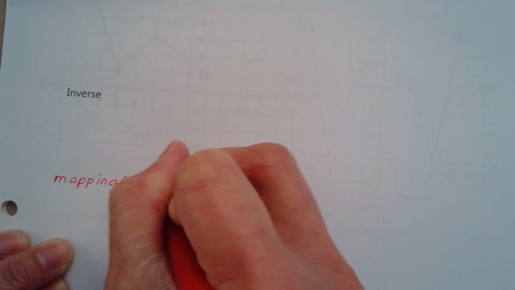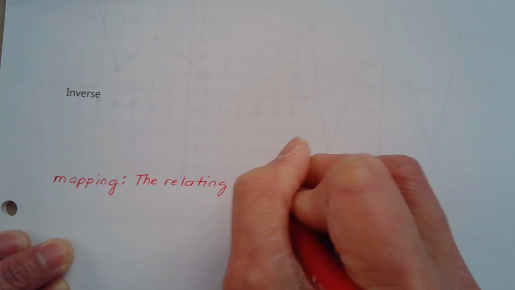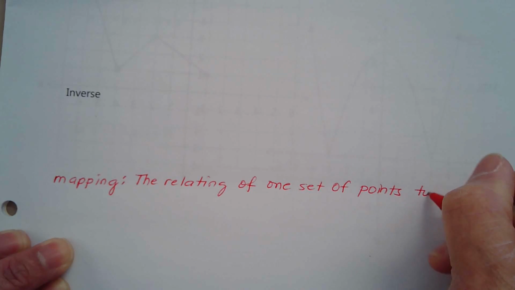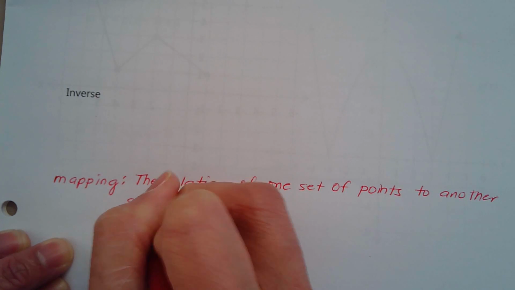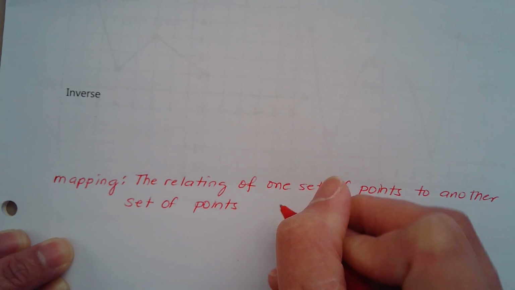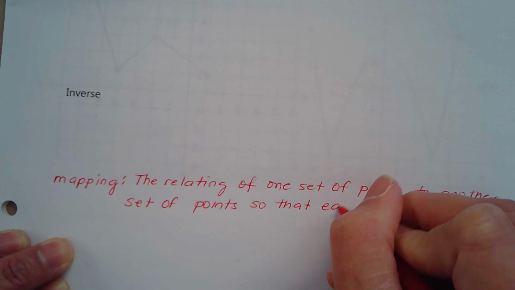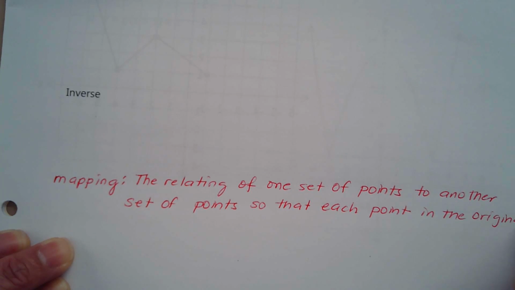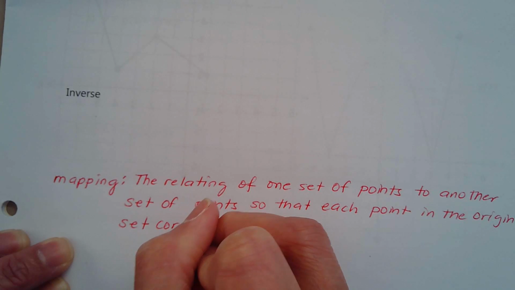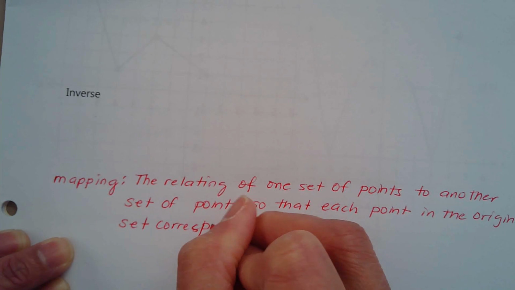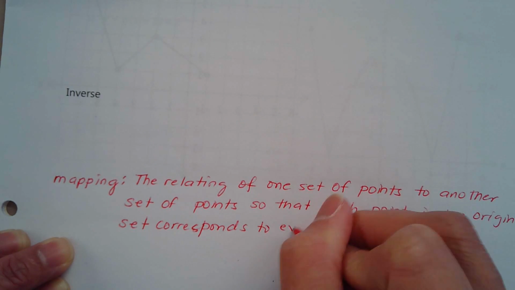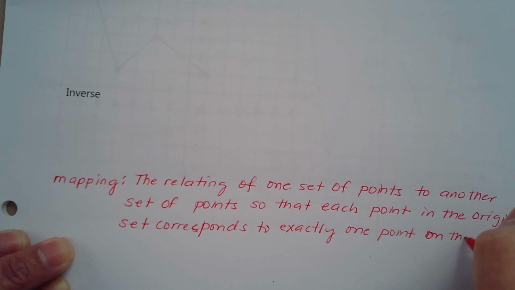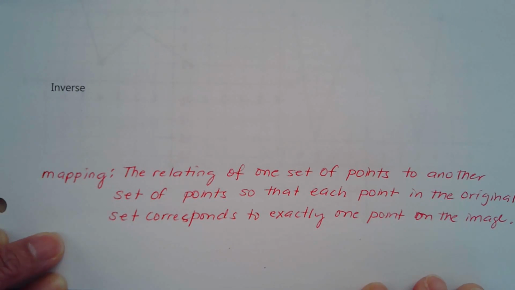is the relating of one set of points to another set of points so that each point in the original set corresponds to exactly 1 point on the image. Now you're probably thinking, what did I just write down?